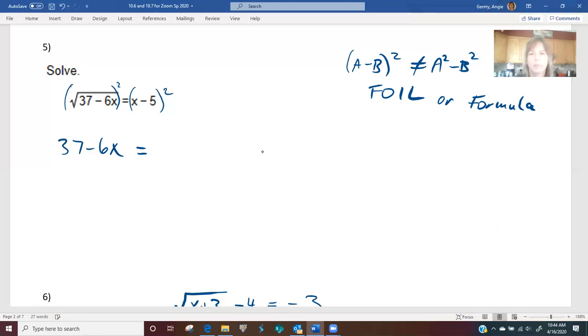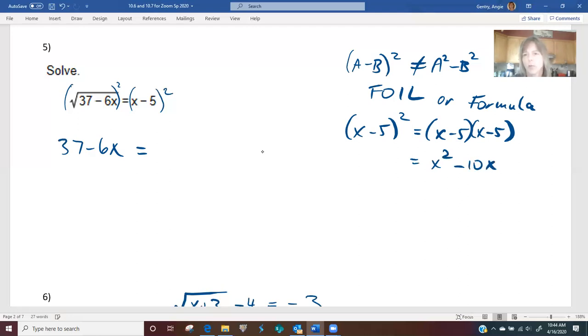And one more time for the semester. x minus 5 squared is really x minus 5 times x minus 5, which is really x squared minus 5x minus another 5x. This is that FOILing. And then the last is a plus 25.